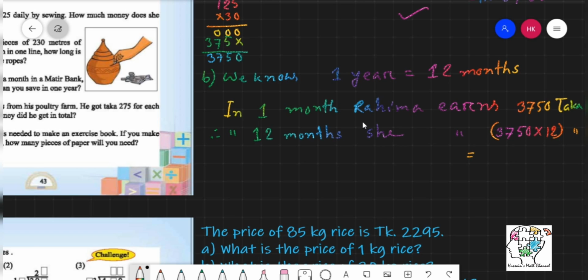Now you can do rough again. That means 3750 times 12, and then if we see 0, 5 2s are 10, in hand 1, 7 2s are 14, plus 1 15, in hand 1, 3 2s are 6, plus 1 7. Now 1 times 0 is 0, 1 times 5 is 5, 1 times 7 is 7, 1 times 3 is 3. So if we add 0 0 0 and then 1, then 5, and then 4, 3 plus 1 4, so it will be 45,000 taka. This is the answer of number B.